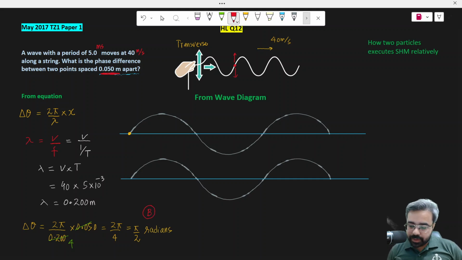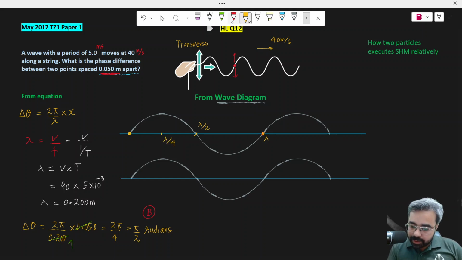Now let's talk about the second method, which is from the wave diagram. It is going to be more useful, because many students do not know this method. If this is one complete wave, we know the wavelength is 0.200 meter. If this is lambda, then this is a half wavelength, which means 0.100 meter. And then this point is exactly lambda by 4.